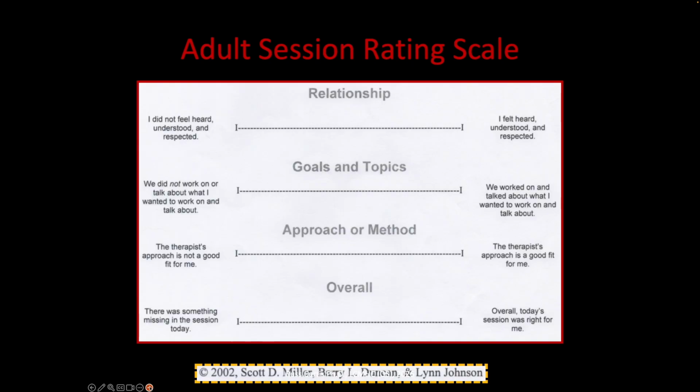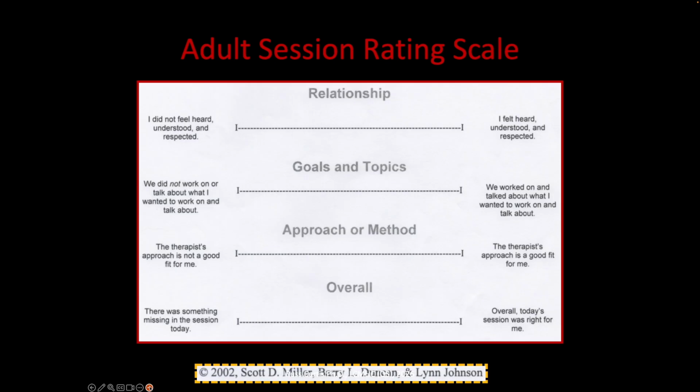But the reason they do this is numbers can oftentimes get in the way of clients. Am I a 0 or a 10? You're just going to put an X on this analog where you are. If you need it for research, you can measure it with a 10 centimeter scale and get a number. So what we're looking at with the adult session rating scale: I did not feel heard, understood, and respected. And then the other side of that would be I felt heard, understood, and respected.